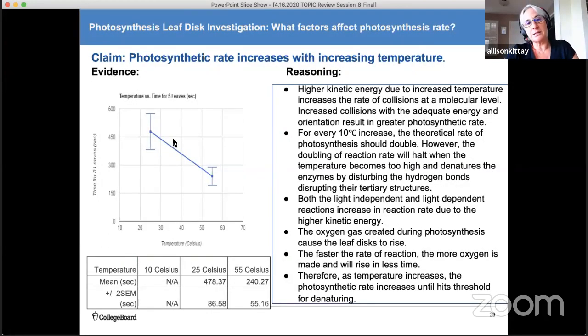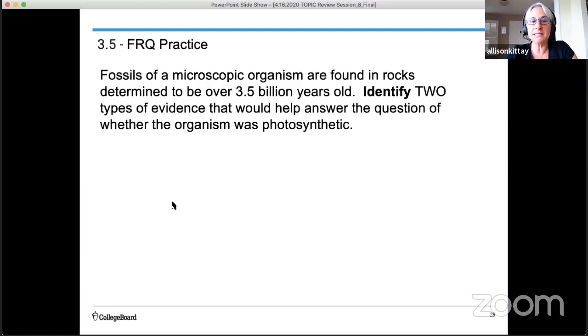This is a group that did temperature, and you can see that there is no data for low temperature because there's not enough kinetic energy to actually drive the photosynthetic process. And then at high temperature, the rate is actually lower, and that's because we perhaps denatured our enzymes. So we can see that at 25 degrees Celsius, that had the maximum photosynthetic rate. All right, let's get some practice.